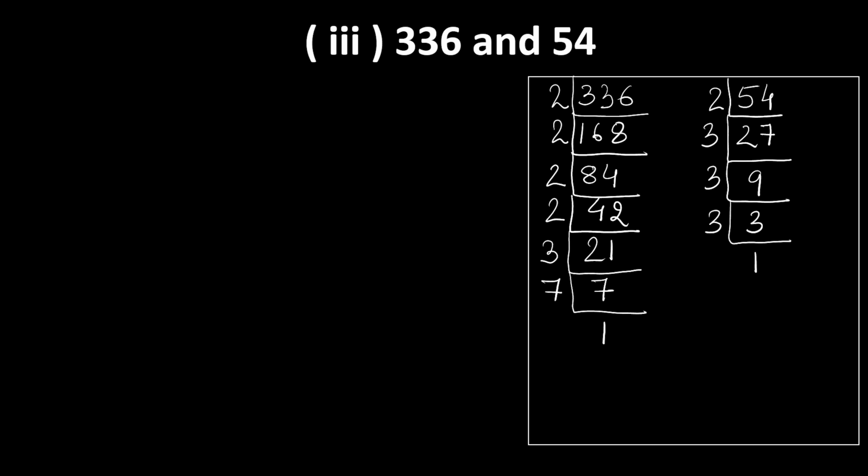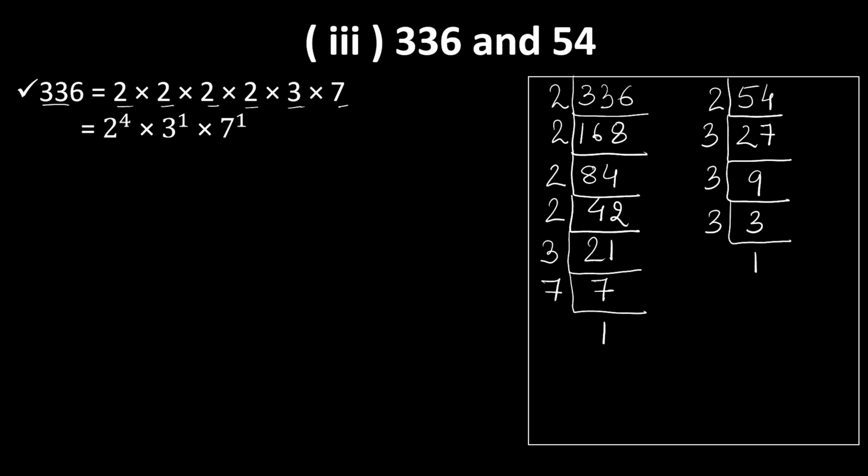So therefore now we will be writing 336 and 54 as the product of their prime factors. 336 is equal to 2 into 2 into 2 into 2 into 3 into 7, which can be written as 2 raised to 4 into 3 raised to 1 into 7 raised to 1. Also 54 we can write down as 2 into 3 into 3 into 3, and this can be written as 2 raised to 1 into 3 raised to 3.